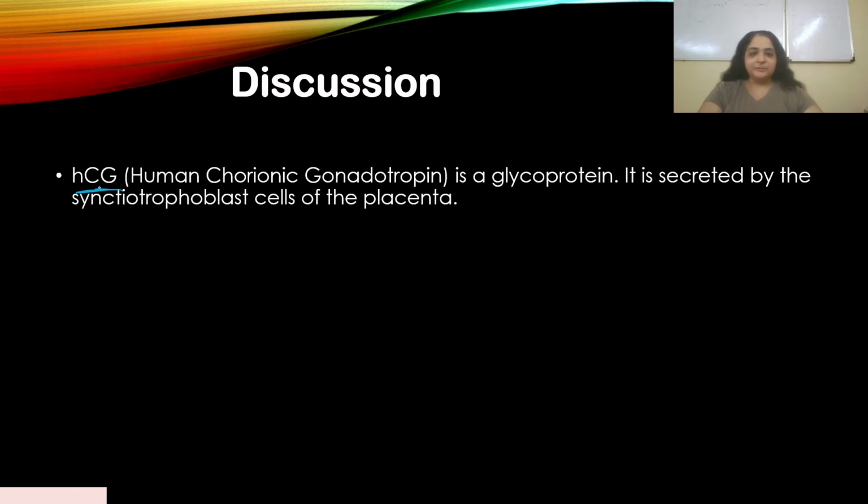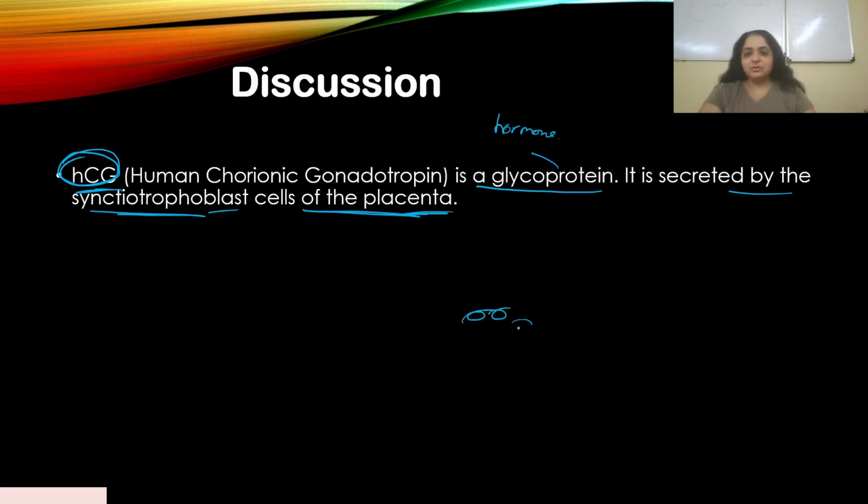Now, HCG is a glycoprotein. Okay, it's a hormone and it is a glycoprotein. Okay, and it is secreted by the syncytiotrophoblast cells of the placenta. Okay, so this hormone is very important. It is secreted by the syncytiotrophoblast cells of the placenta. I hope you know what syncytiotrophoblast cells are. So I have already spoken about this when I discussed implantation.